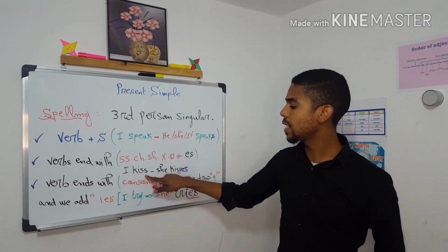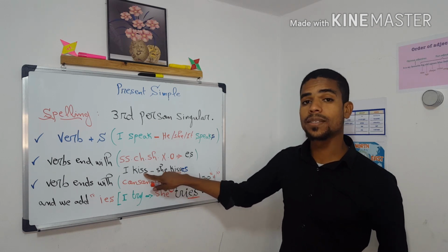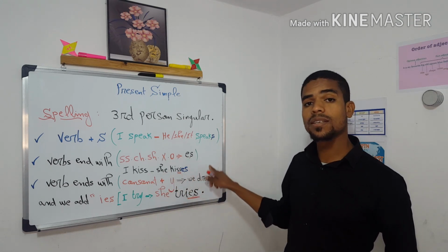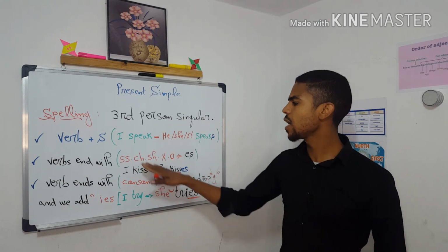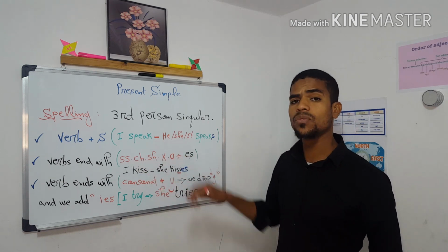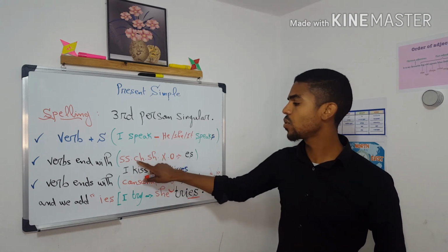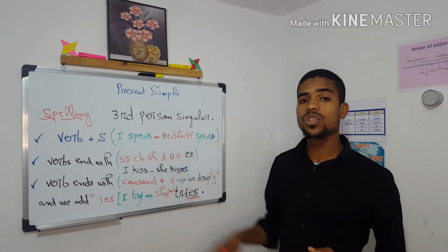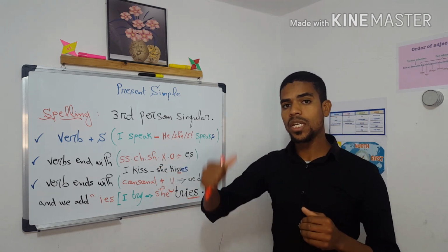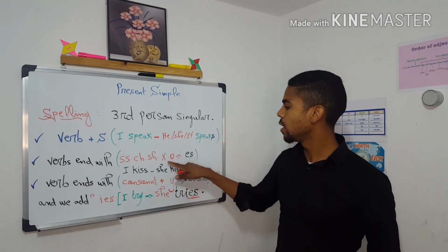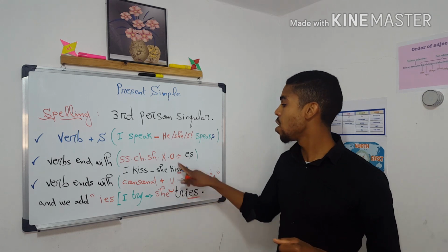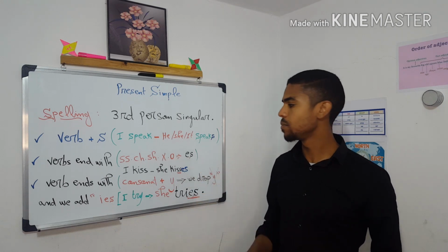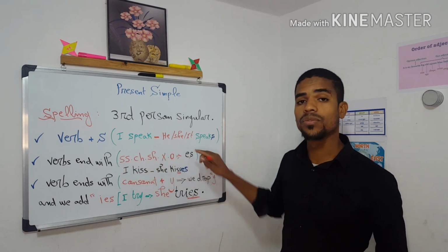For example, I kiss, this verb ends with double s. With he, she and it, we have to add es, and we say she kisses or he kisses. The same if you have any verb that ends with one of these letters. If you have a verb that ends with ch, for example, I watch, he watches. Sh, for example, if I wash my face, he or she washes her face. X, I fix, he fixes. O, I go, he goes or she goes. We add es because the verb ends with one of these letters, okay?